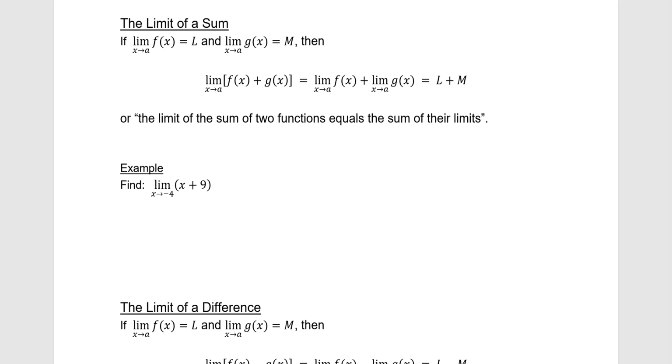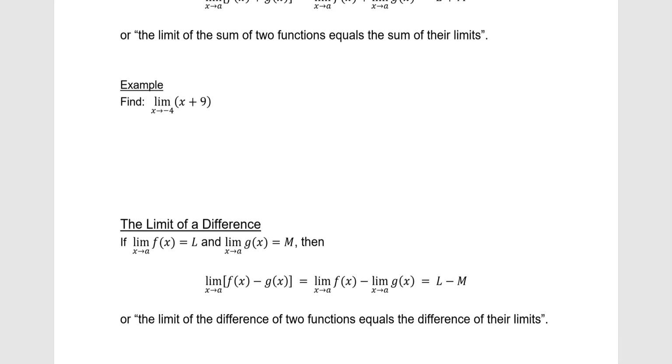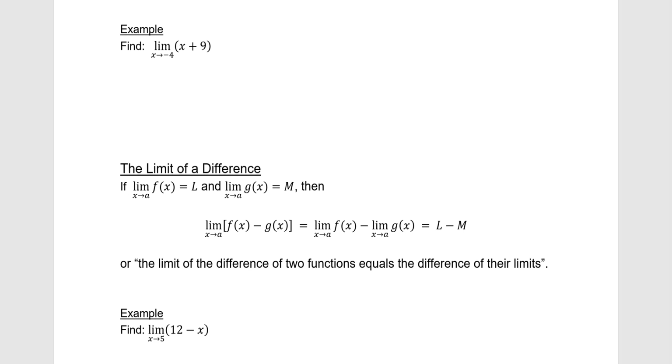Also, it's kind of painfully obvious. It's almost like you're distributing the limit to each of these. Technically, it's not distributing, but it's kind of like you're distributing the limit. Okay, so let's see an example. We want to find the limit of x plus 9 as x approaches -4. Based on what we just said, that's going to equal the limit as x approaches -4 of x plus the limit as x approaches -4 of 9.